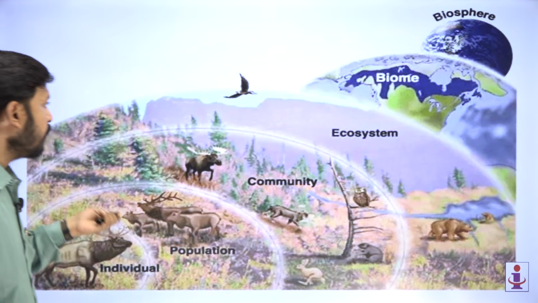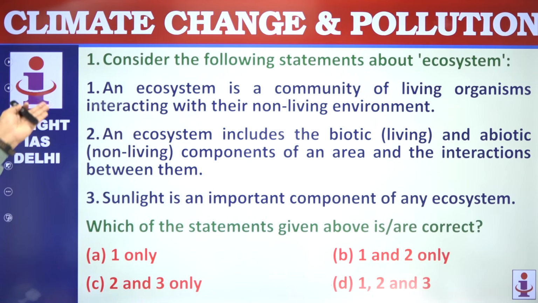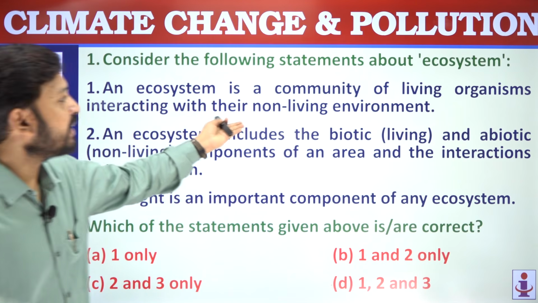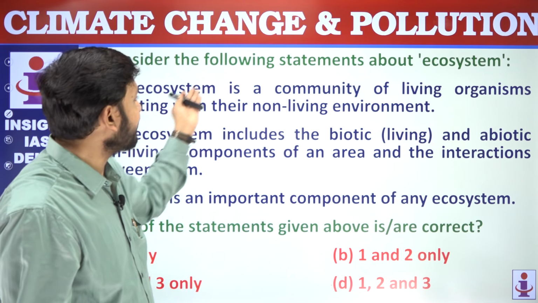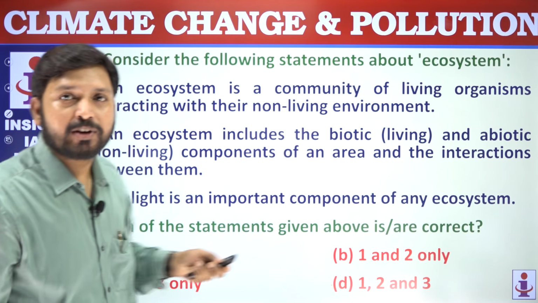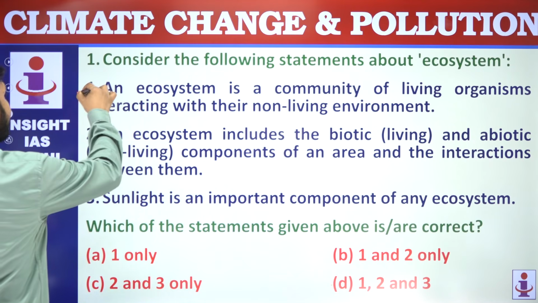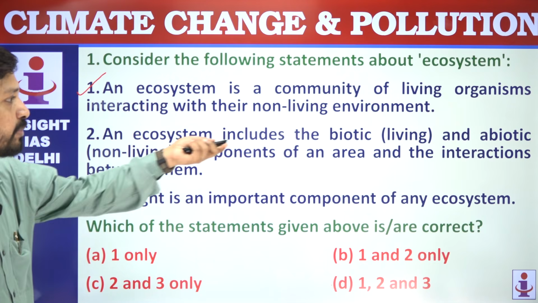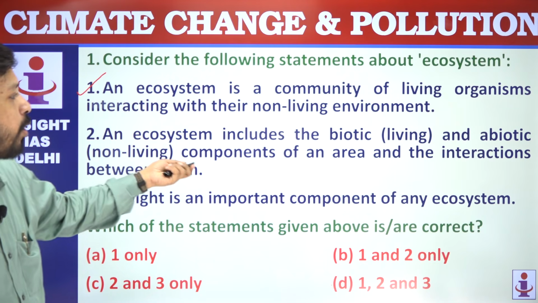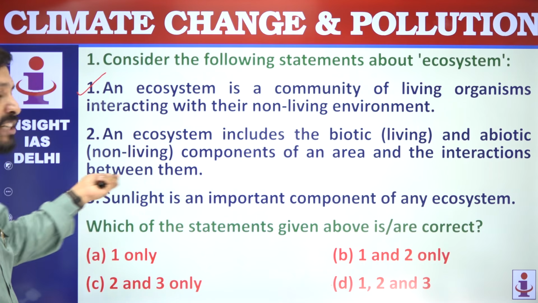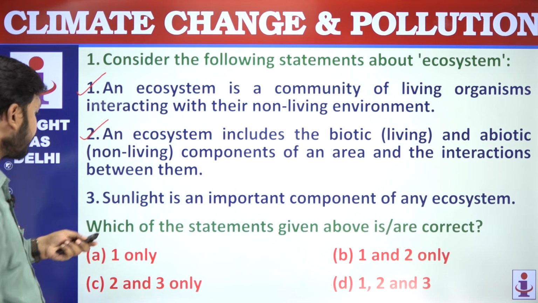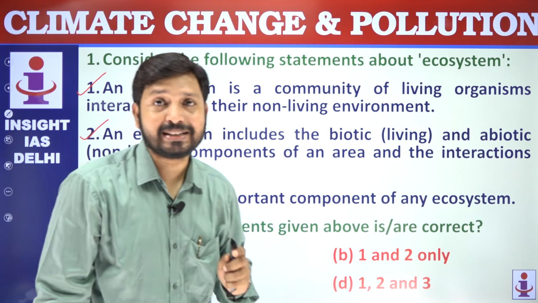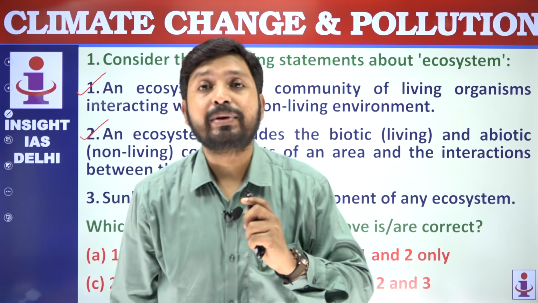Let's see the question that has been asked. An ecosystem is a community of living organisms interacting with their non-living environment. We have just seen that in an ecosystem, the non-living aspect also comes in, so this is the right statement. Next, an ecosystem includes the biotic, that is living, and abiotic, non-living components of an area and the interaction between them. We have seen this too. And sunlight is an important component of any ecosystem. Yes, this is the right statement, because sunlight is the primary source of energy.